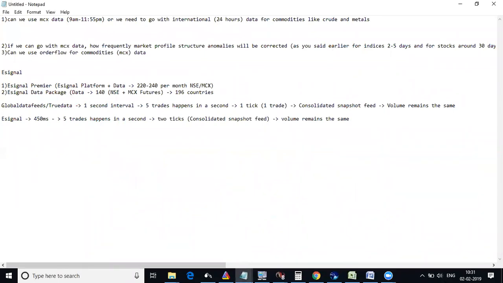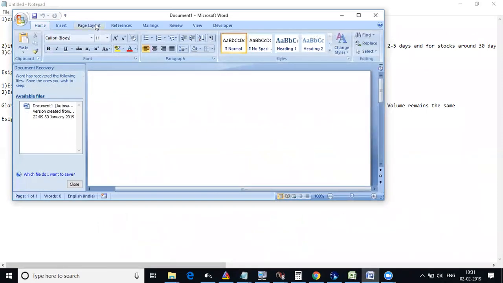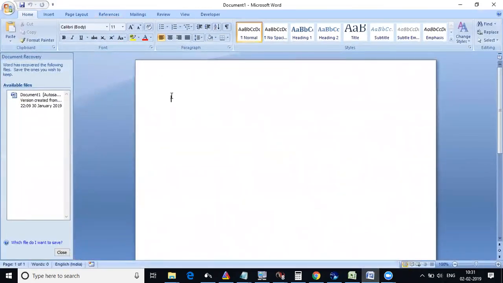And coming back to the topics. So what are the strategies we have discussed so far when it comes to order flow? Can we list down the list of topics? So, order flow trading strategies.